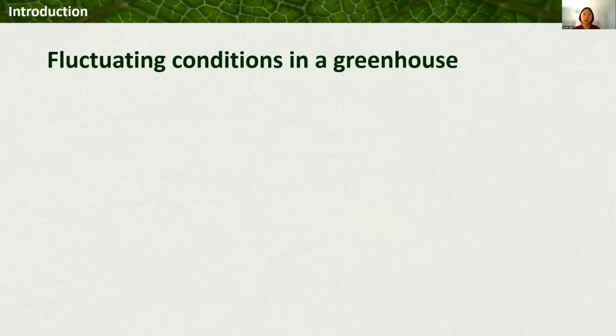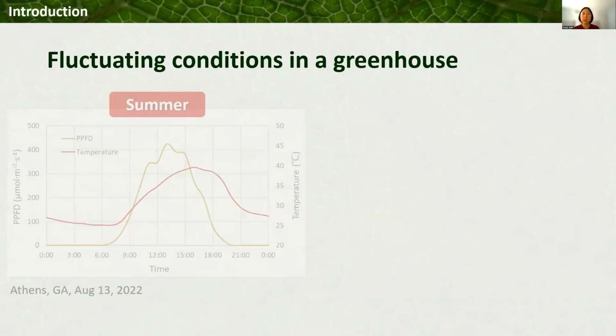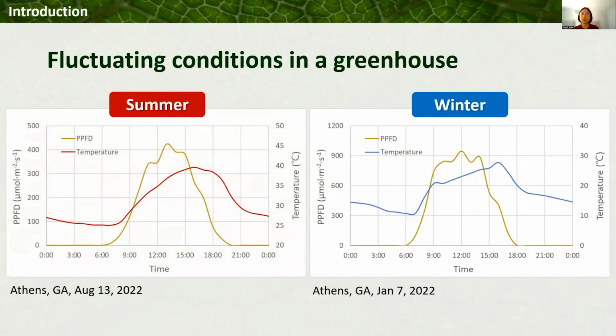Now I want to look at what's going on in a greenhouse. We talked about how light intensity and temperature affect photosynthesis, but in a greenhouse it's more dynamic and more complicated. This is real data that I received from the greenhouse that we have in Athens, Georgia, where the University of Georgia is located.